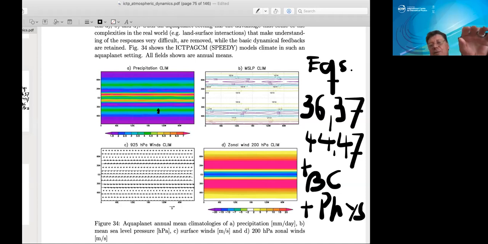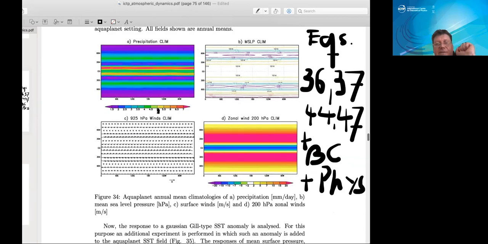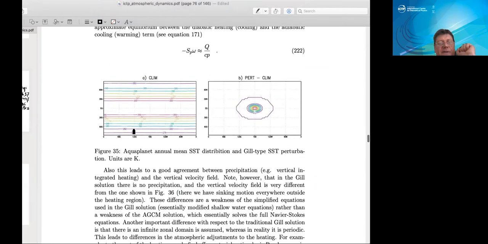But now we want to understand what is the adjustment to an imposed heating. So we perform another simulation where we add on top of this lower boundary condition, which is just a zonally symmetric sea surface temperature distribution, a warm sea surface temperature perturbation. In this case, it's just a Gaussian distribution with a 2 degrees anomaly. So that would be something like a typical El Nino event. Not very strong, but something like this.